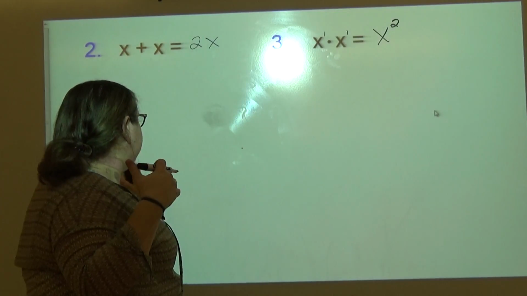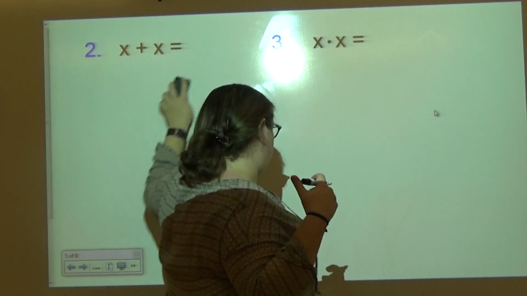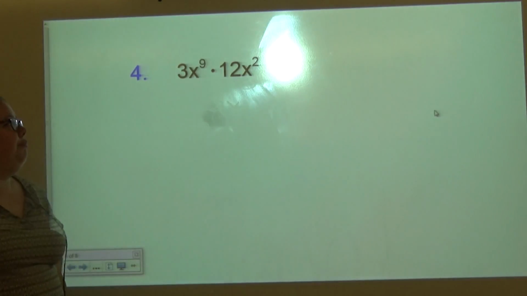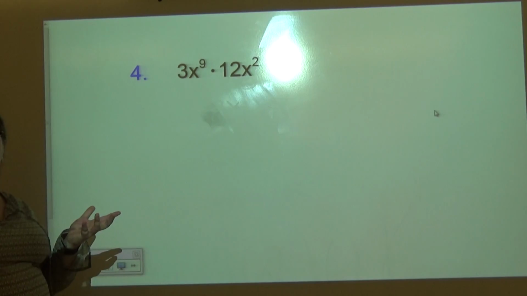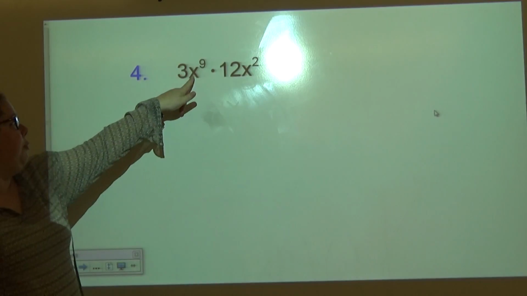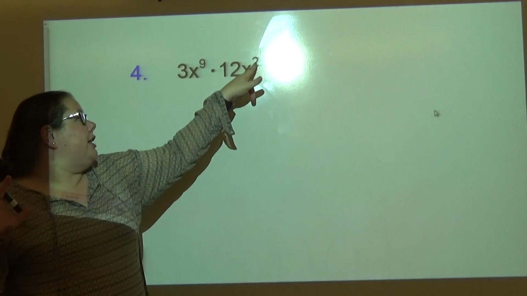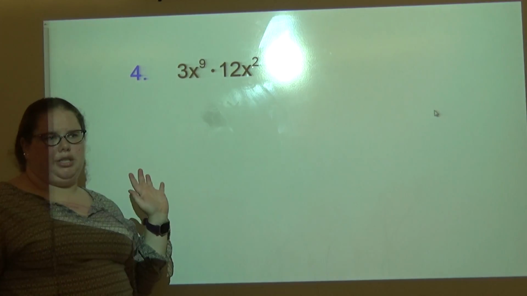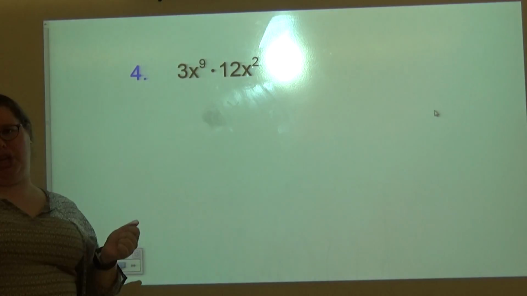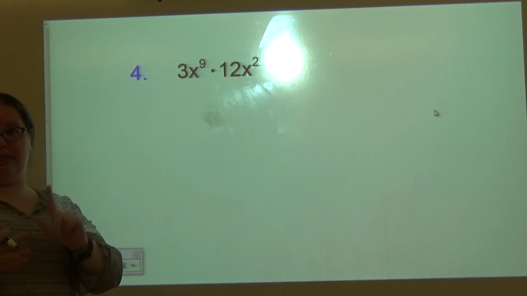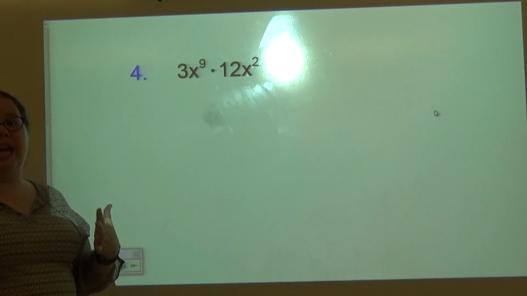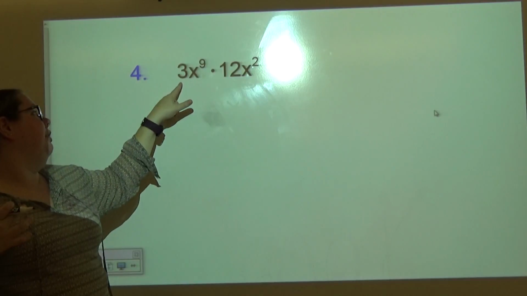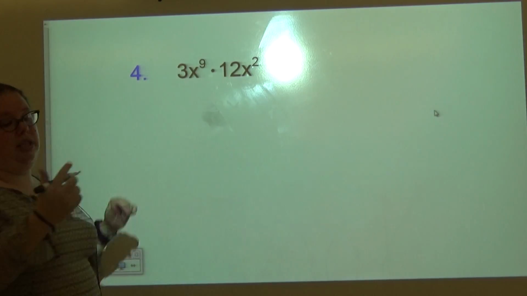Alright, so now let's move on to a little bit more difficult ones. We talked about multiplying our x's together, so we have our x to the 9th and x to the 2nd, but think about, what do you think we're doing here? Students give me crazy answers all the time. So think about, what's the operation? Is that a plus, a minus, dividing, multiplying? What is that dot? That is multiplication. So we are multiplying 3 times 12. 3 times 12 is 36.